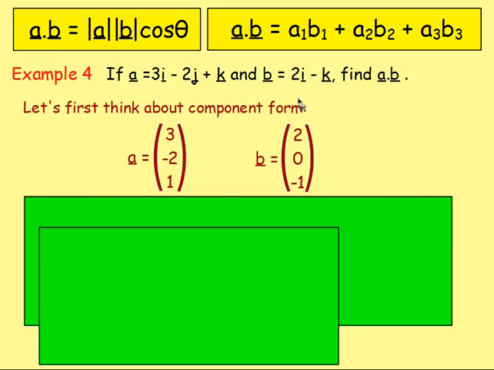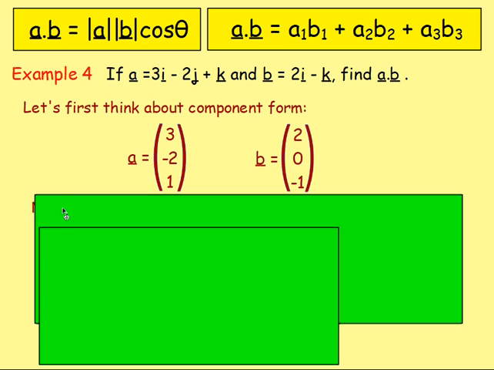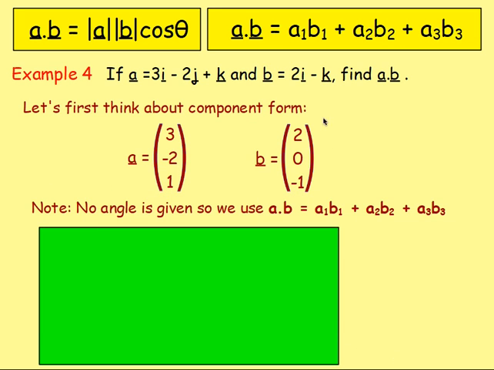So the coefficient of i is 2. j, well, there is no j. And you would have negative k, so it would be negative 1. So we are thinking about them in component form first of all. After that, which formula would you be using? Brilliant. You would have to use the second one up there because no angle is given.